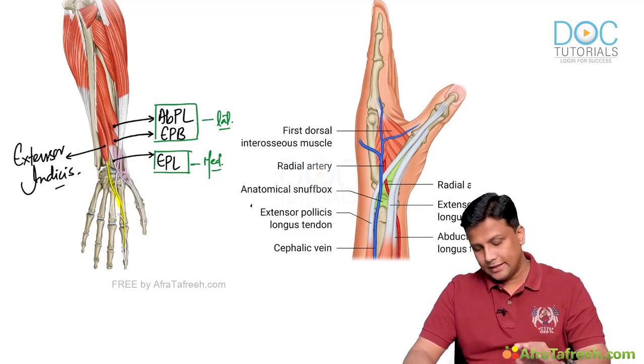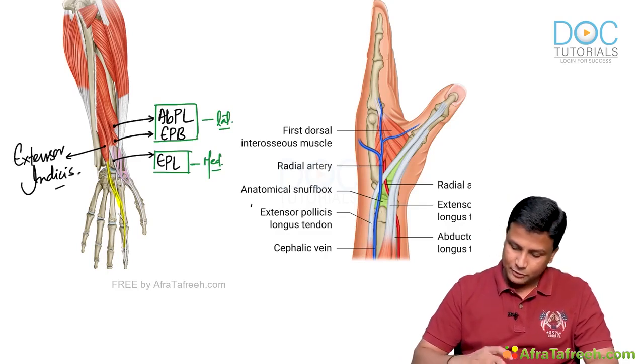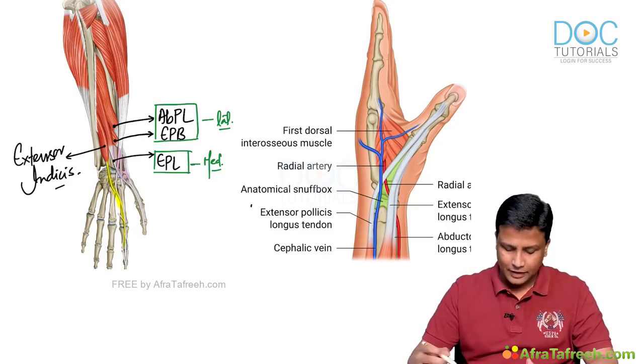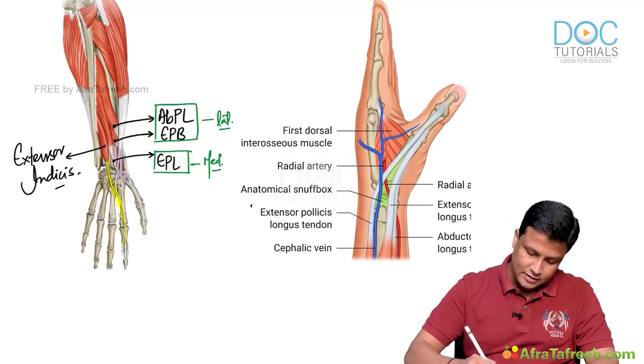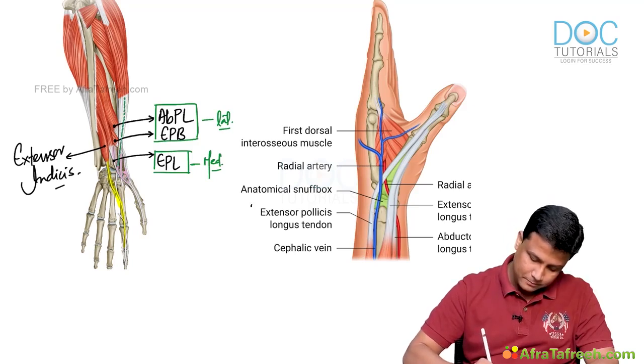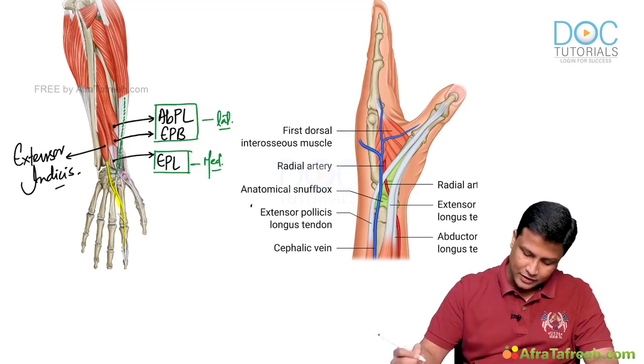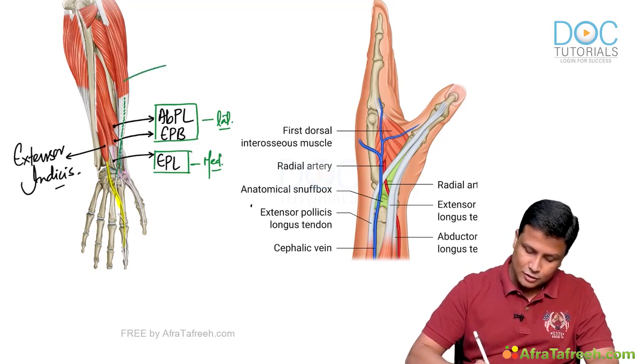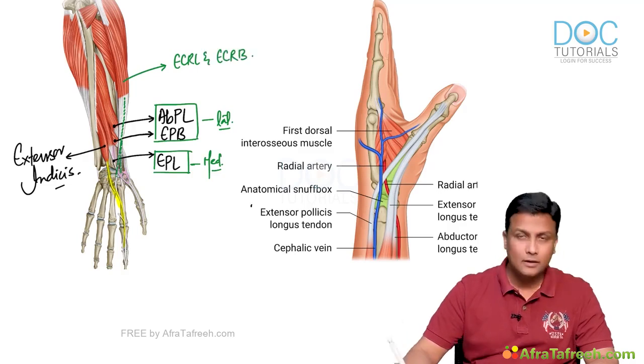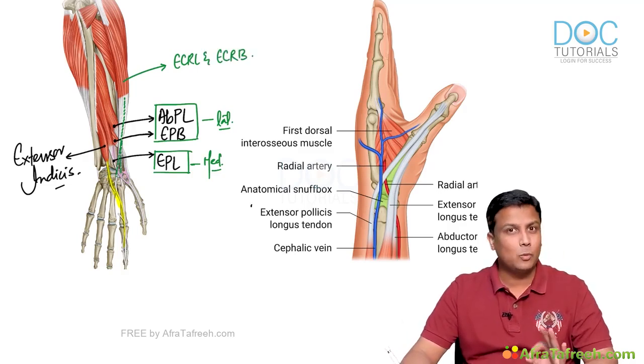Now, in this diagram, I want you all to appreciate one more thing here. One last and final thing, and we'll finish off with these muscles here. In this diagram, are you all able to see this tendon here, guys? This one. There are 2 tendons coming here, and these are the tendons of your ECRL and ECRB.